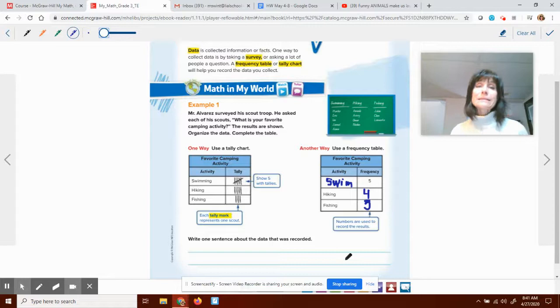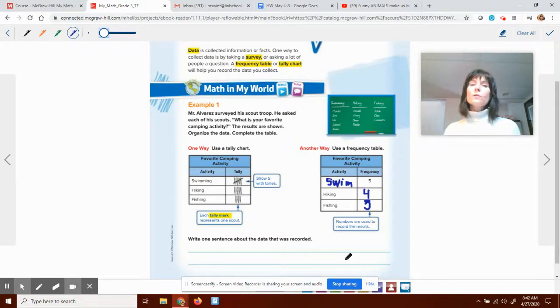Write a sentence about the data that was recorded. I guess you get a little TLC time here with Mrs. Swin today. So if I'm going to write one sentence, it's very simple. I could take a look at this chart and say, the favorite activity of the scouts is swimming. Or I can say more scouts liked swimming and hiking than fishing.